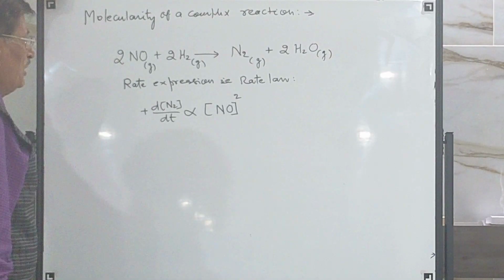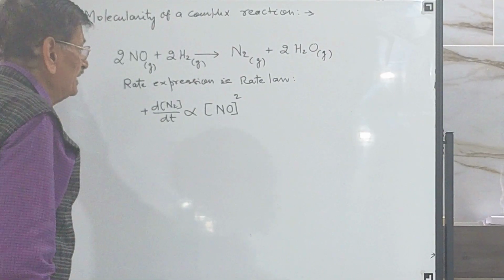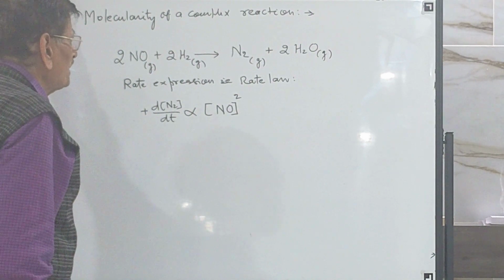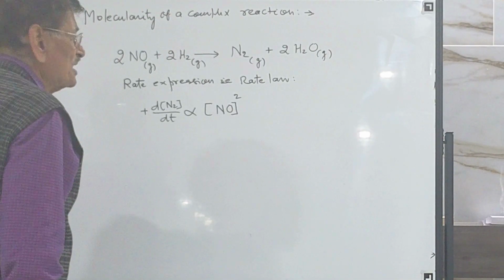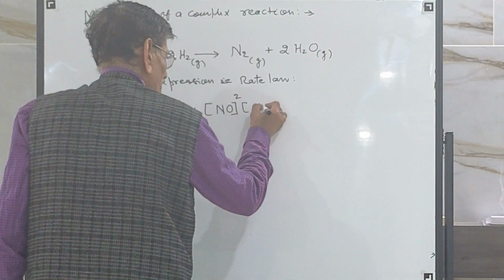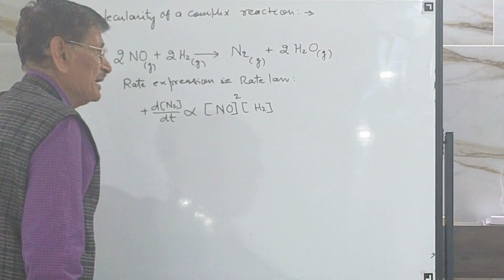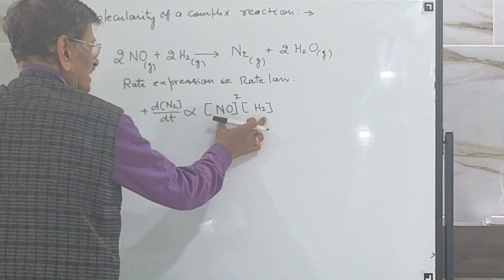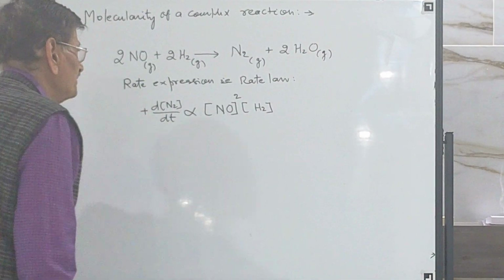And when the concentration of nitric oxide is constant, it is found that when the concentration of hydrogen is doubled, the rate is just doubled. This means the rate of reaction is directly proportional to the concentration of hydrogen, that is, proportional to the first power of the concentration of the reactant. And when the concentrations of both NO and hydrogen are doubled simultaneously, the rate increases 8 times.